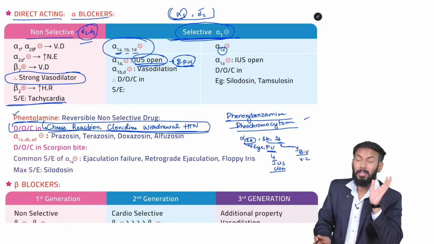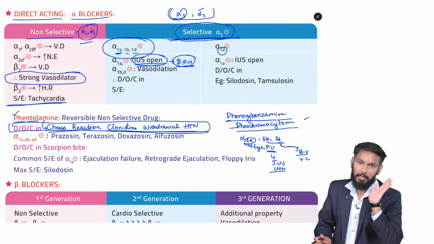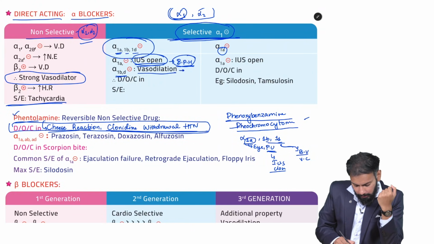Please try to understand this. It will not decrease the size of the gland. It is only used for symptomatic relief. Now, B and D will cause vasoconstriction. If you block this, it will cause vasodilation. So it can decrease the BP. So it is the drug of choice in a patient with BPH with hypertension.